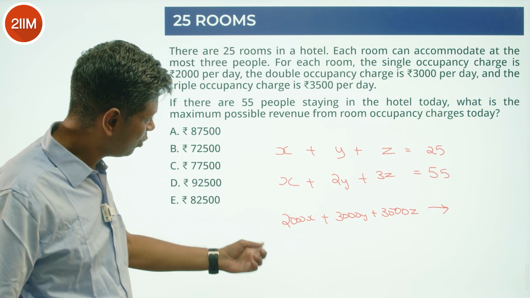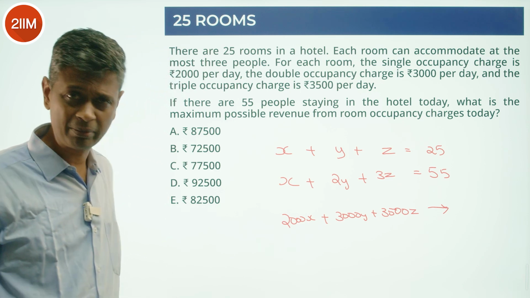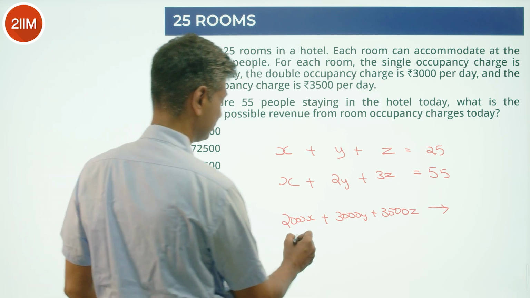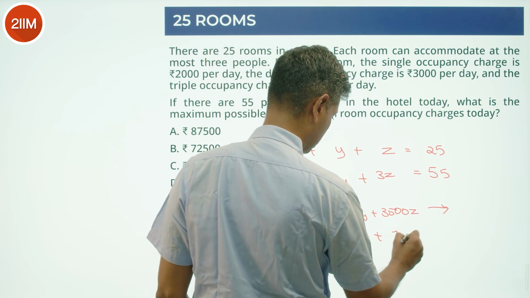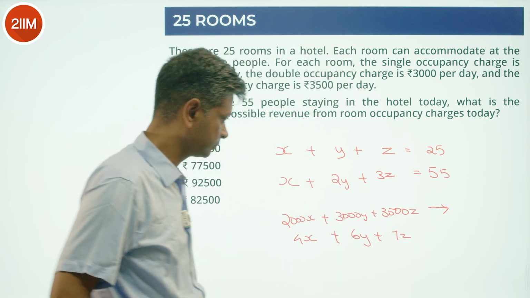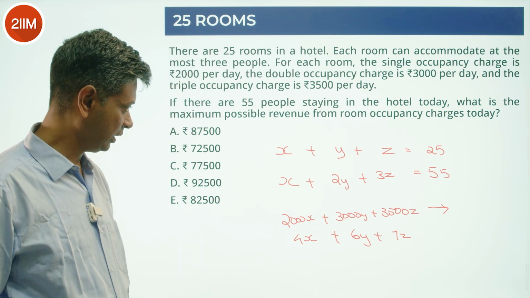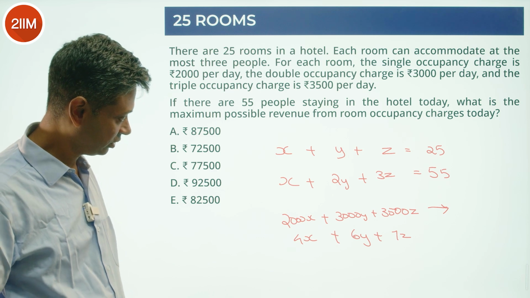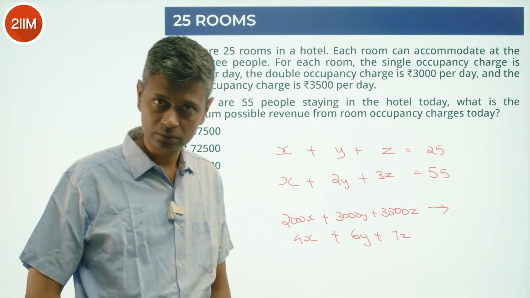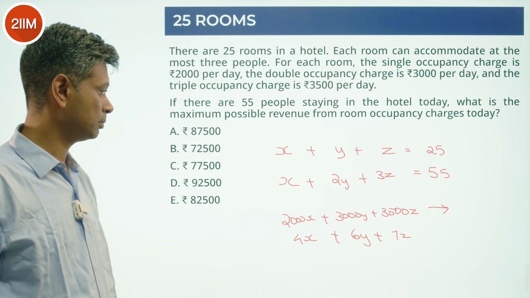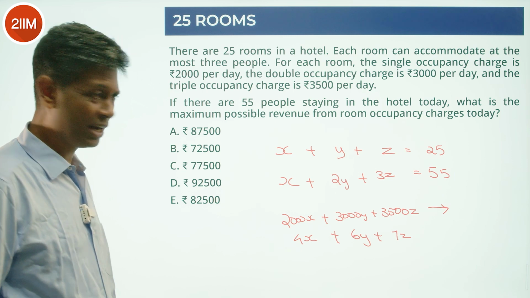That's what we need to maximize. So this is 4:6:7, and so ratio wise, we are maximizing 4x plus 6y plus 7z. And so x plus y plus z is 25, x plus 2y plus 3z is 55, and 4x plus 6y plus 7z is what we want to maximize. We have to manipulate this in some form.